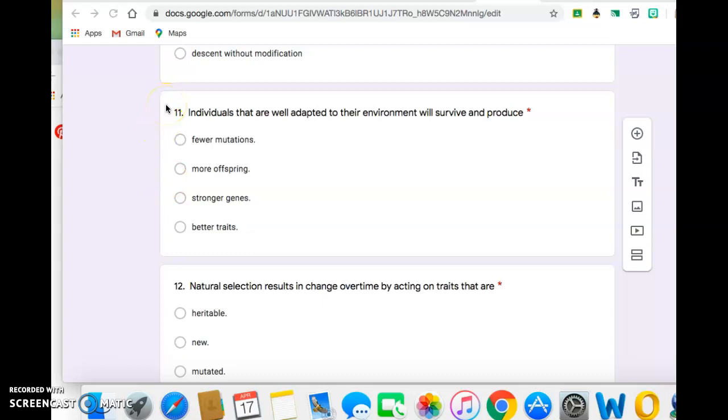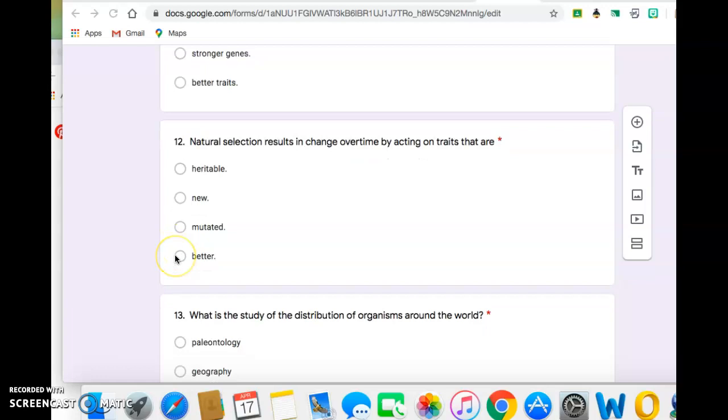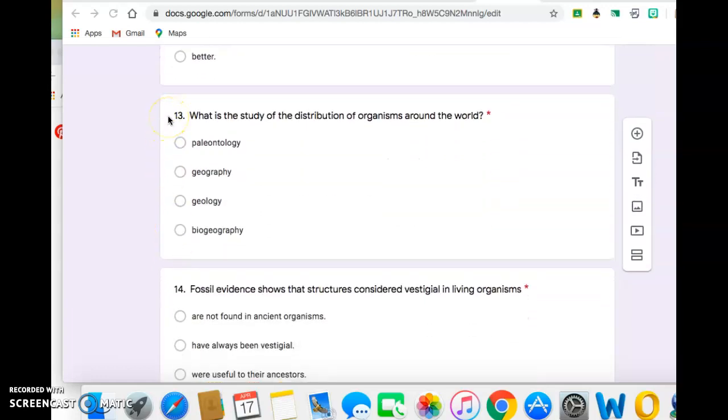Number 11. Individuals that are well adapted to their environment will survive and produce fewer mutations, more offspring, stronger genes, or better traits. Number 12. Natural selection results in change over time by acting on traits that are heritable, new, mutated, or better. Number 13. What is the study of the distribution of organisms around the world? Paleontology, geography, geology, or biogeography?